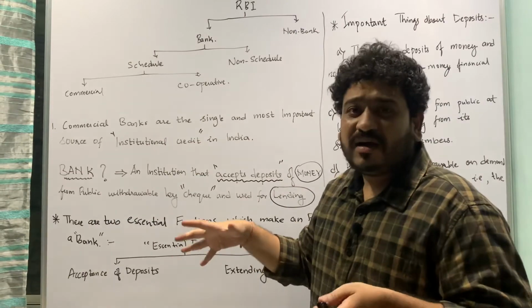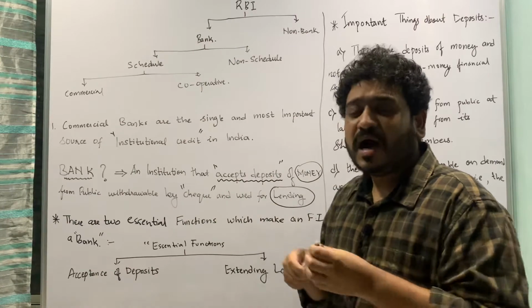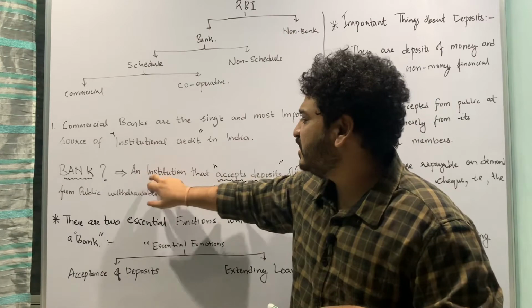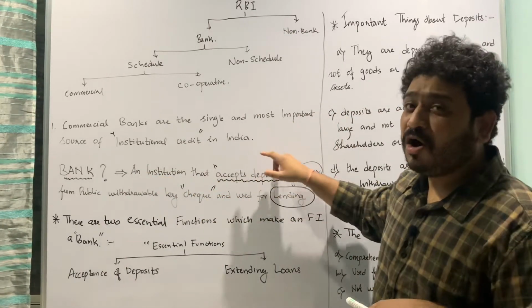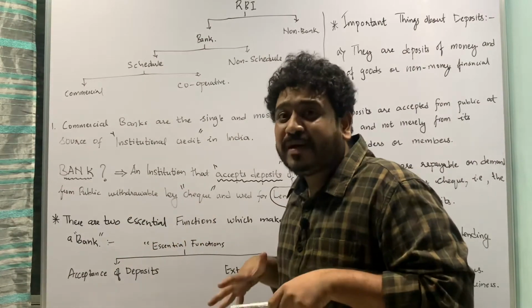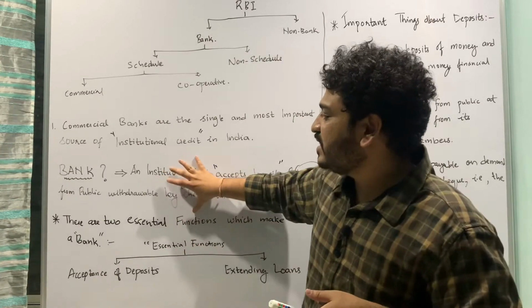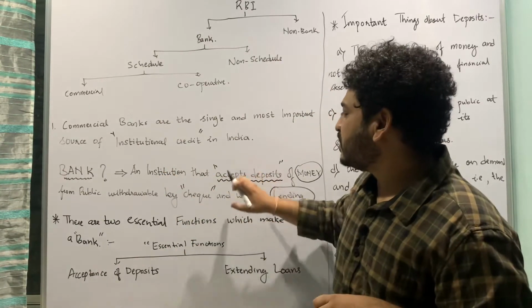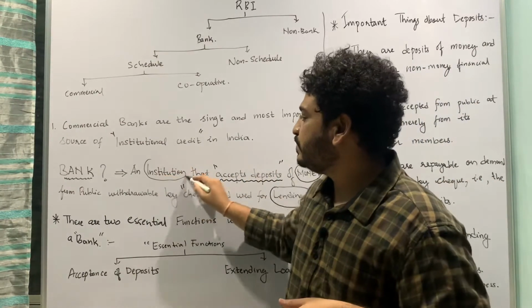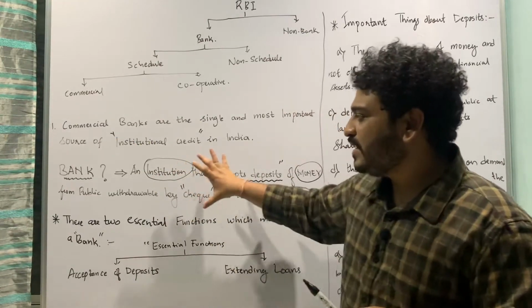When do we call a financial institution, whether banking or non-banking, a bank? How can I classify it as a bank? When that institution accepts deposits of money from the general public, withdrawable by cheque, and the same money is extended by the bank as credit or loan. If these are the two features which are effectively being taken care of by a financial institution, then such an institution is called a bank. So I hope the idea of a bank is pretty much clear.